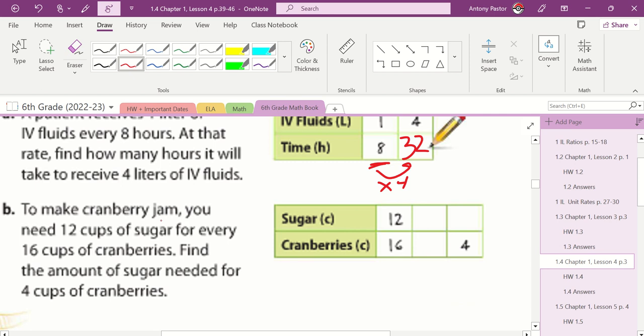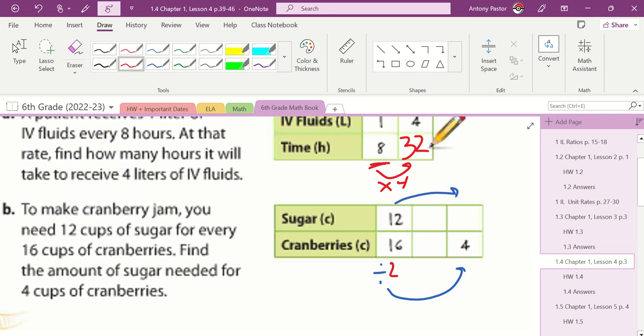To make cranberry jam, you need 12 cups of sugar for every 16 cups of cranberries. Find the amount of sugar needed for 4 cups of cranberries. Now, there is a middle part here, so I'm not going to automatically divide this by 4, because I know that 16 divided by 4 would give me 4, and then 12 divided by 4 we all know is 3. But let's save that. Let's divide this by 2 first.